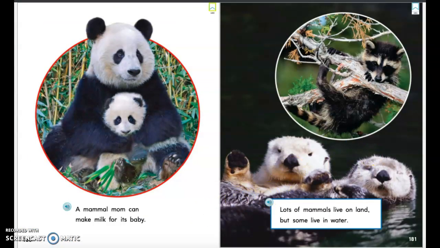A mammal mom can make milk for its baby. Lots of mammals live on land, but some live in water. So up in the circular photograph, you see a raccoon. It almost looks like a baby raccoon. They're showing that those mammals, they can live on land, but then if you look down on the other photograph, those sea otters, they are mammals and they live in the water. So mammals can do both.